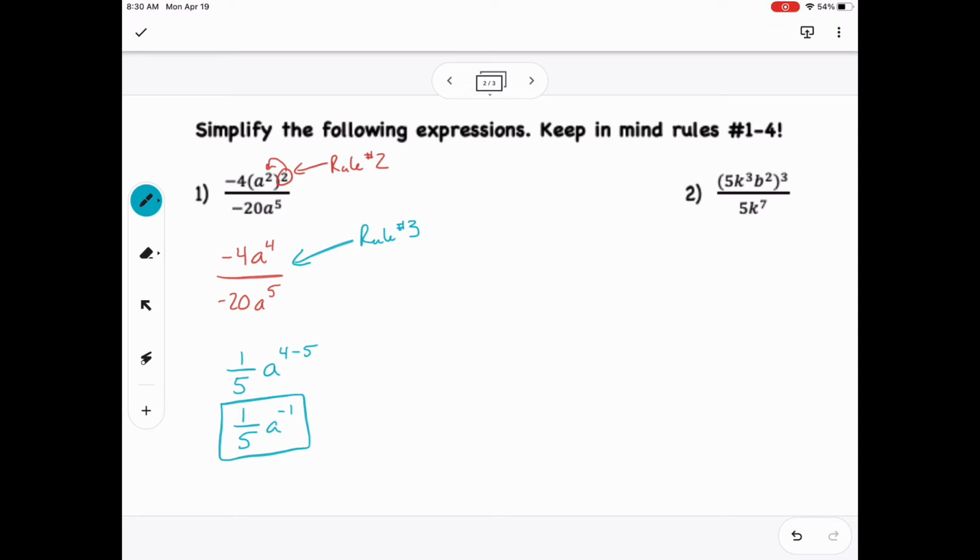Number 2, looks like I have another rule number 2 going on at the top in the numerator with that 3 on the outside of that parentheses. So I'm going to take that 3 and distribute it to the square of the b, the cube of the k, and then the 1 exponent for the 5. And so that'll give me 5 cubed, k to the 9th, b to the 6th.